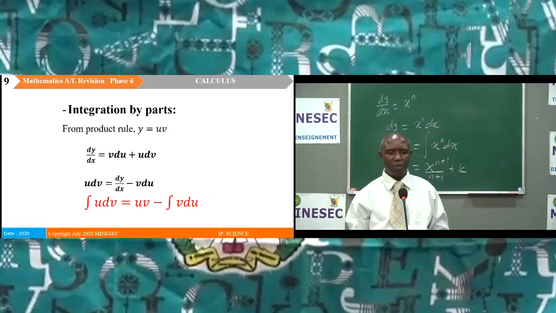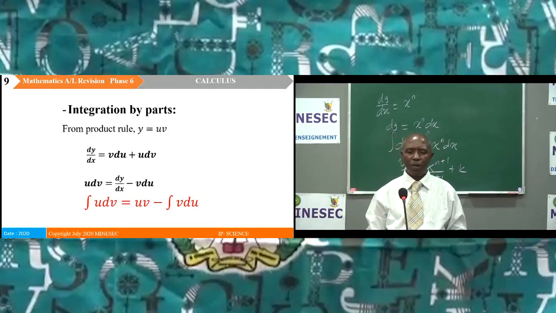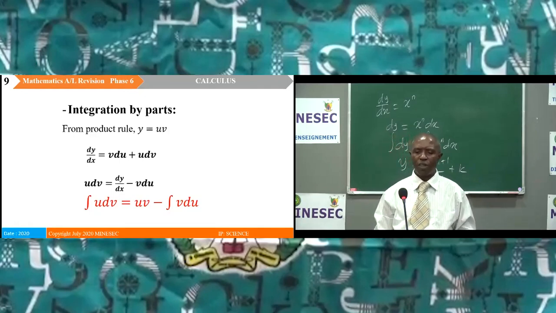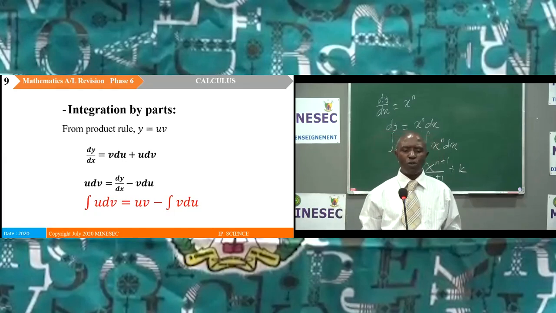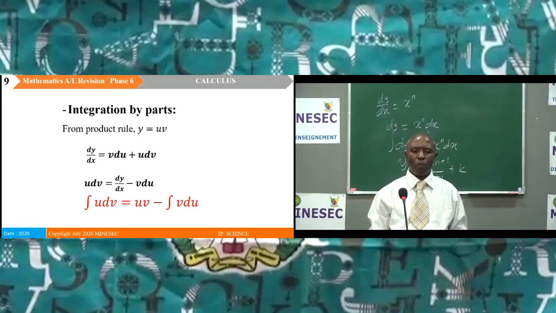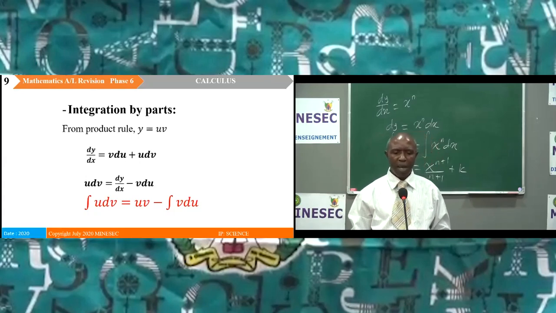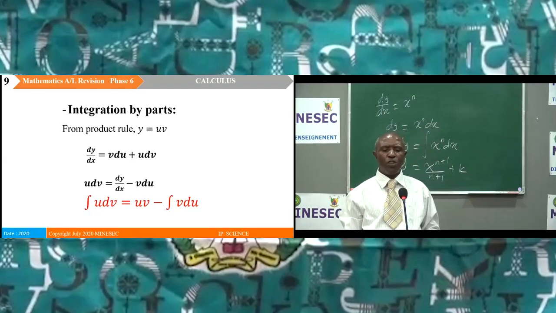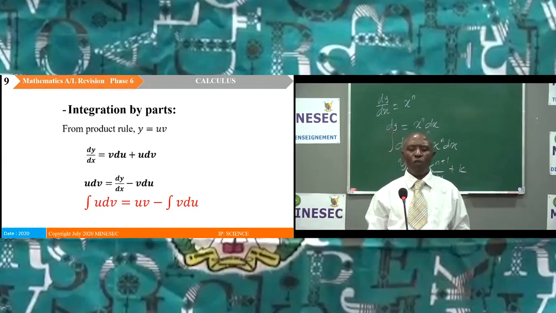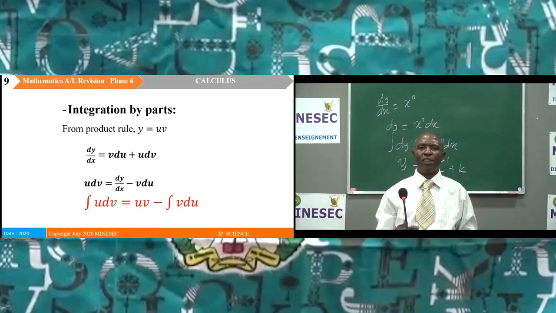Integration by parts. From the product rule, y equal to uv, where u and v are some functions in x, dy/dx is equal to v du plus u dv. And from there, we have u dv equal to dy/dx minus v du, leading us to the fact that when we integrate u dv, we have uv minus the integral of v du.